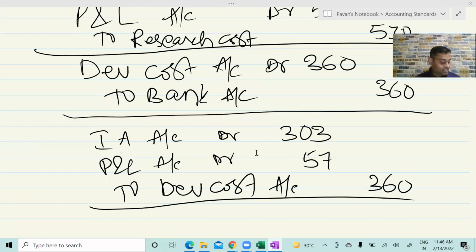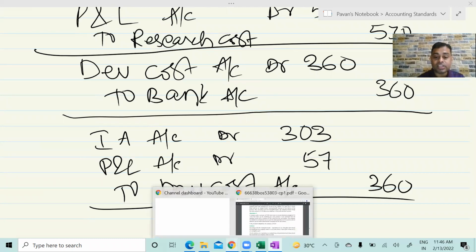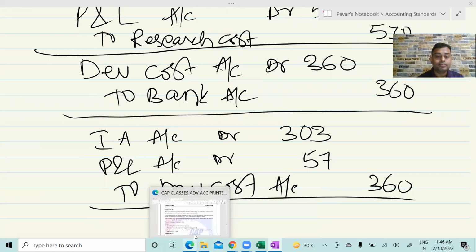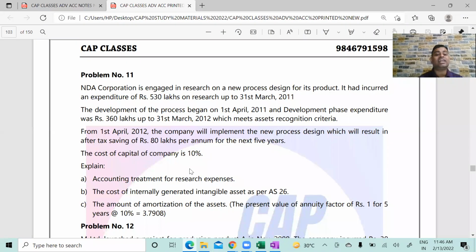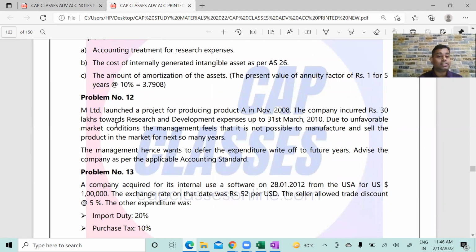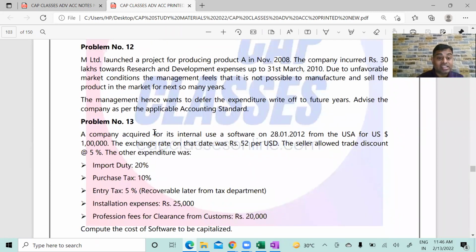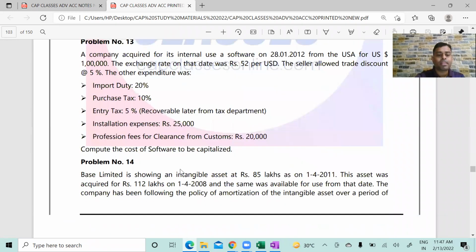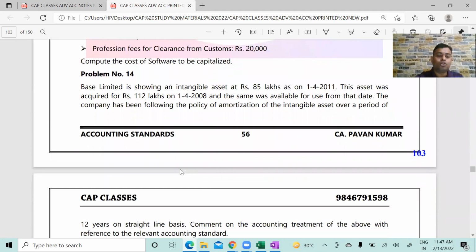So are we done with this? Yes, sir. So who will solve the balance questions? We will solve, sir. AS 26 is over. Then problem number 12, problem number 13, all of you. Problem number 13 is important, put a star mark. These days they are not asking questions like this, but they used to ask repeatedly in final level previously. Easy question. Then this 14 is also there.